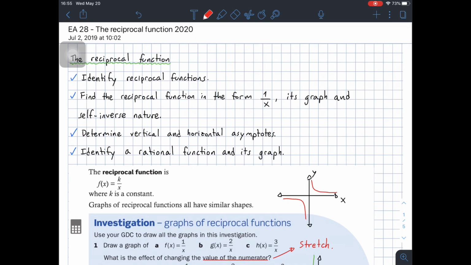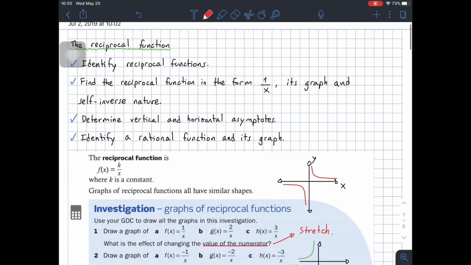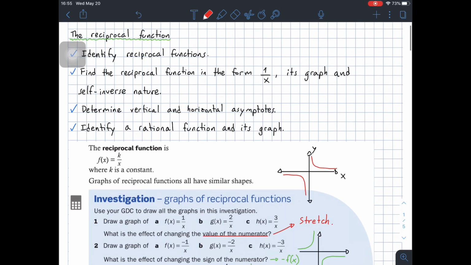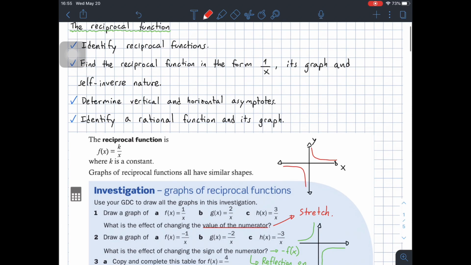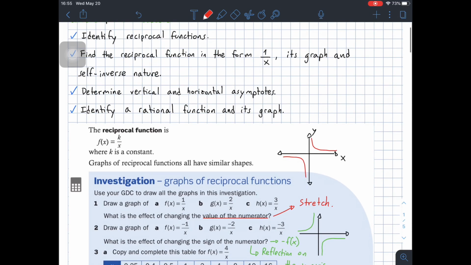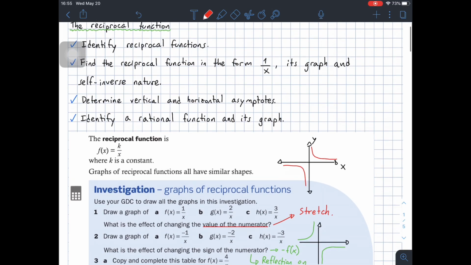So the objectives for today's class: first of all, identify reciprocal functions. Then find the reciprocal function in the form 1 over x, its graph and self-inverse nature. Then determine vertical and horizontal asymptotes. And finally, identify a rational function and its graph.